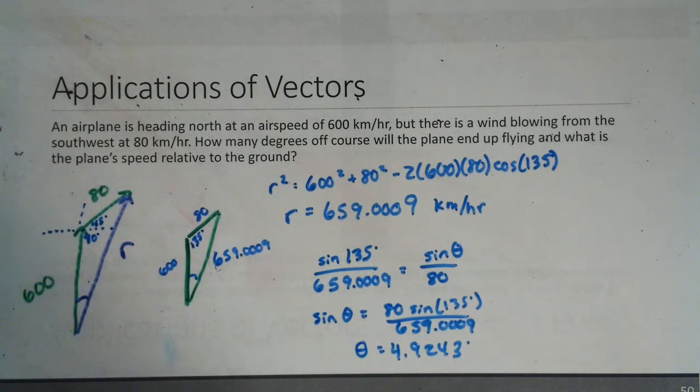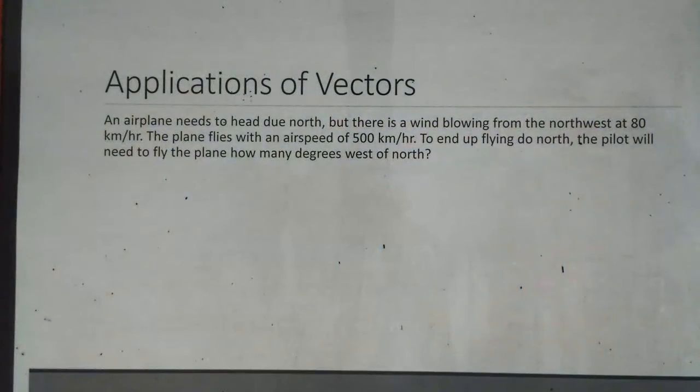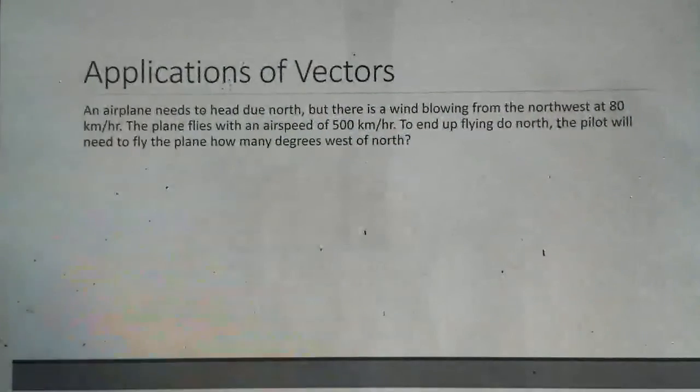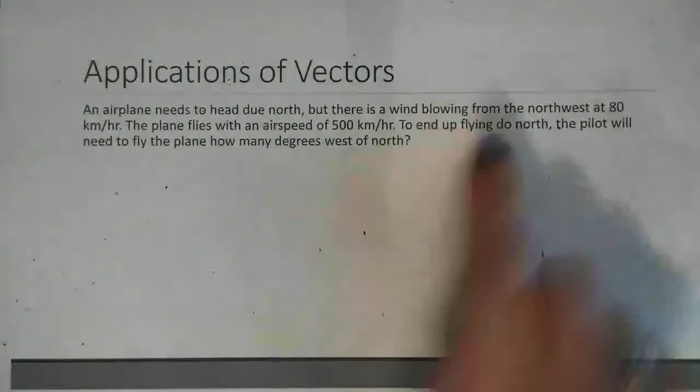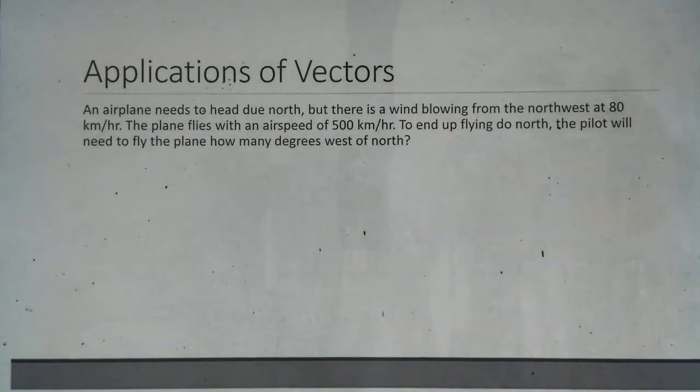We're going to keep thinking about planes, but in a way that may seem more practical. An airplane needs to head due north, but there is a wind blowing from the northwest at 80 kilometers per hour. The plane flies with an airspeed of 500 kilometers per hour. To end up flying due north, and that should be DUE, sorry, the pilot will need to fly the plane how many degrees west of north?